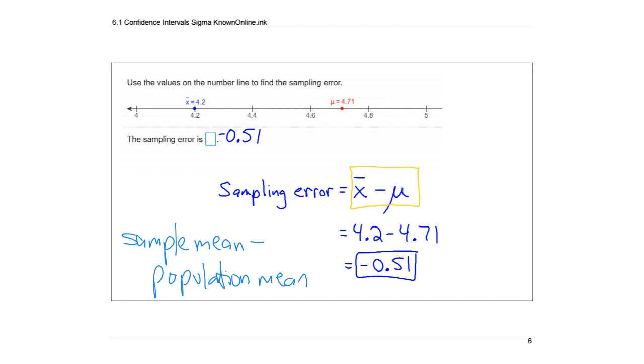Up here, they showed me that the sample mean is 4.2, so I put that right here. They showed me that the population mean is 4.71, and so I'm just going to subtract those. What I get is negative 0.51. So what I know, because this is negative, I know that the sample mean is to the left of the population mean, right? Because I got a negative number when I subtracted them. So the sample mean is below the population mean. But that's all they want. They just want the sampling error.